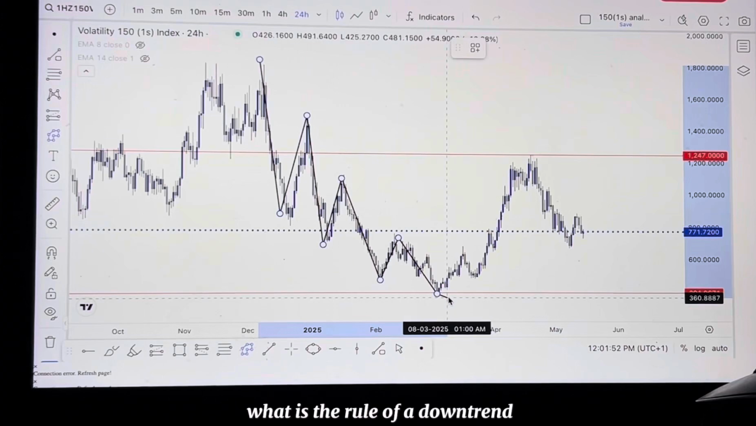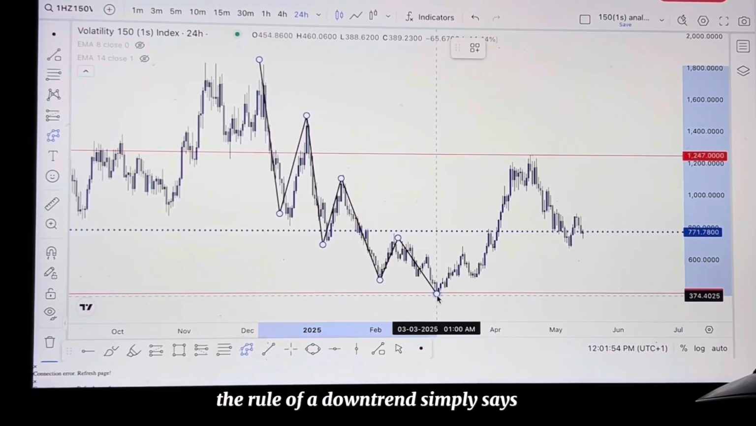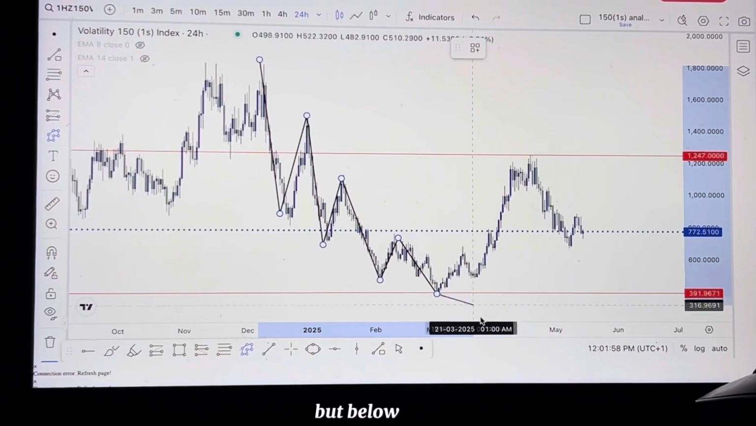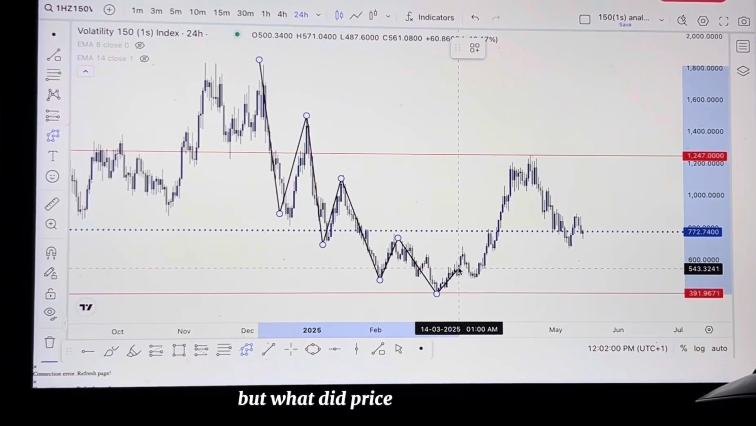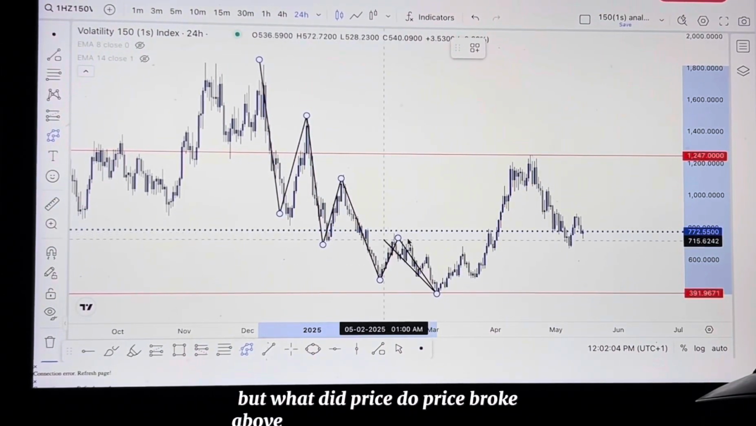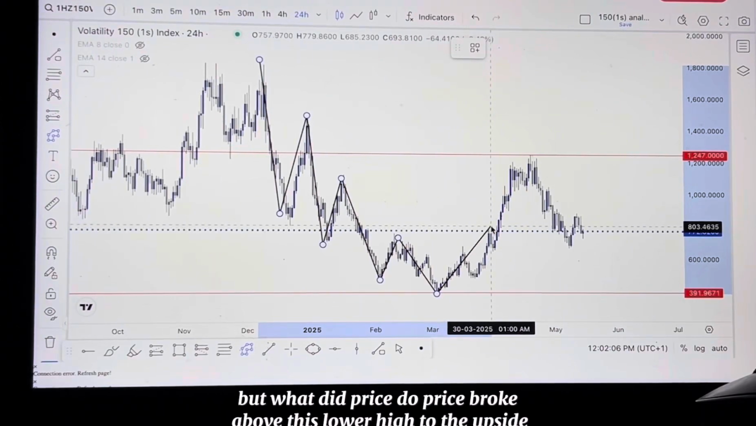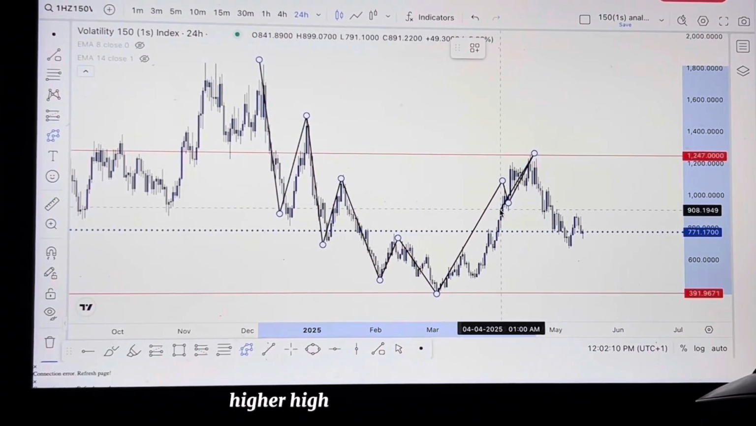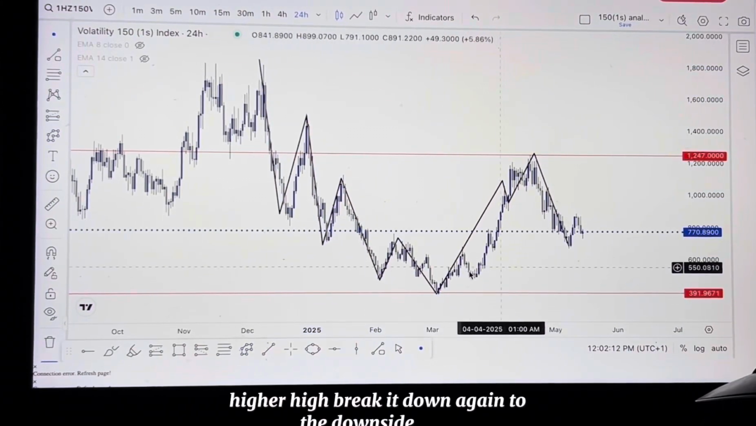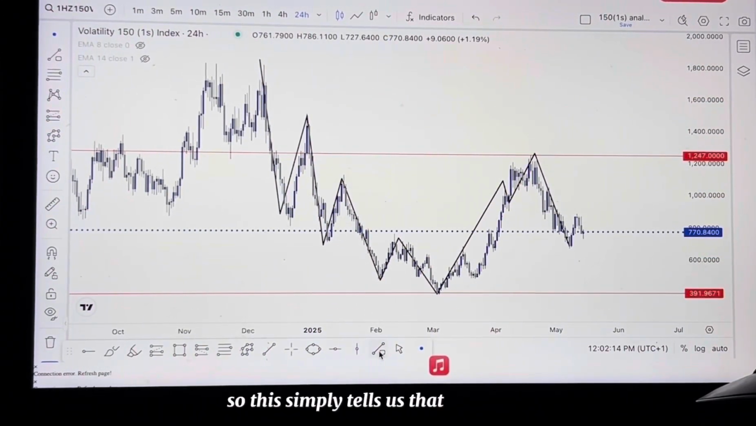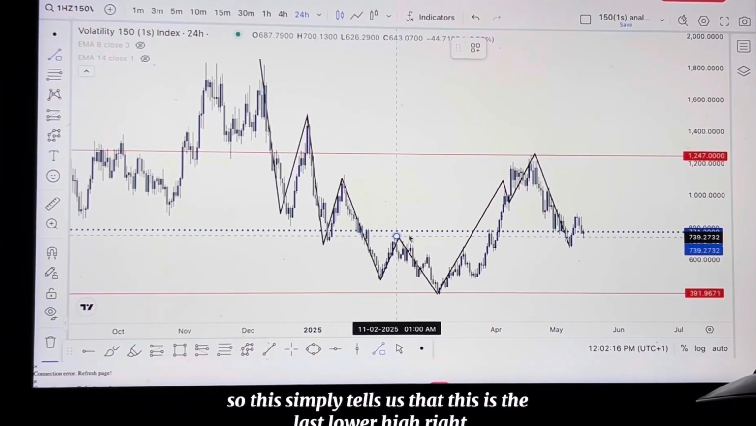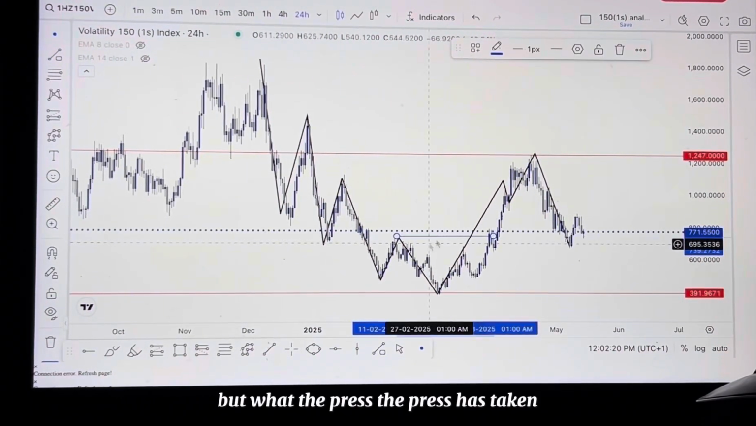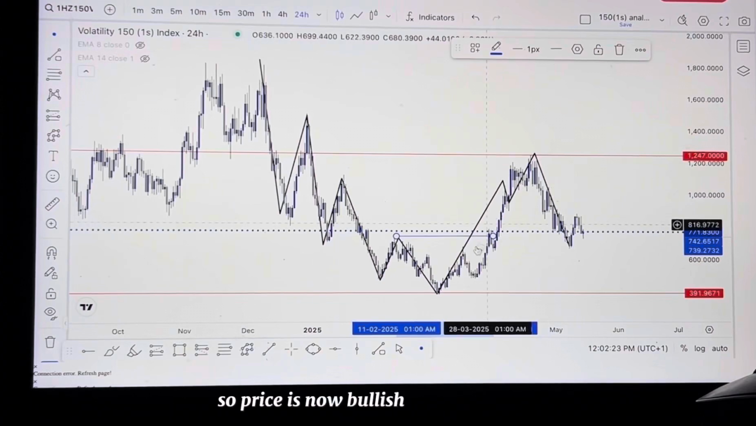What is the rule of a downtrend? The rule of a downtrend simply says, do not break above me, but below, right? But what did price do? Price broke above this lower high to the upside. Higher high, higher low, higher high, then it broke down again to the downside. So this simply tells us that this is the last lower high, right? Price is meant to respect it, but the price has taken it out to the upside, so price is now bullish.